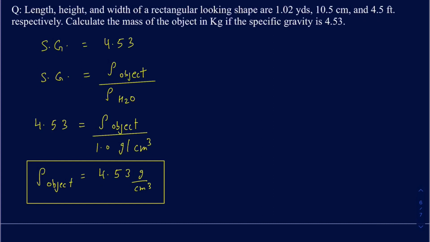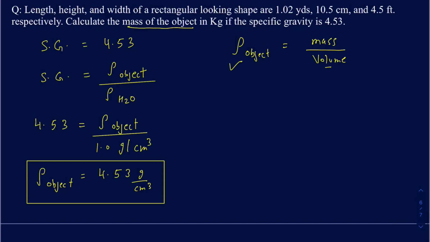Okay, so now the question is asking to find the mass of the object, and remember the density of this object is going to be equal to the mass divided by the volume. That's the definition of density. So we know the density, we don't know the volume. We are, however, given the dimensions, so if somehow we can figure out what the volume is going to be, we can easily figure out the mass.